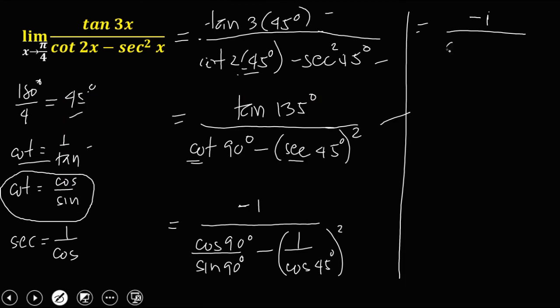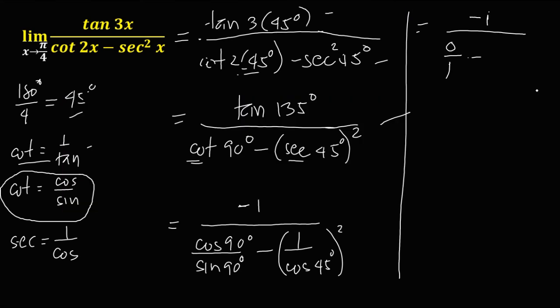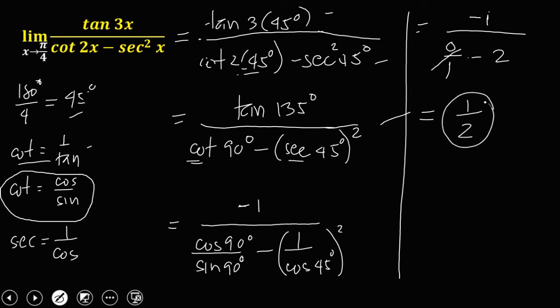So this one is 0 over 1. Then minus this 1 over cosine 45 squared. So 1 divided by cosine 45 equals, then take the square, that's equal to 2. Then simplify, so this one is 0. So negative 1 divided by negative 2. This one is positive 1 over 2, or positive 1/2. So this limit is equal to 1 over 2.